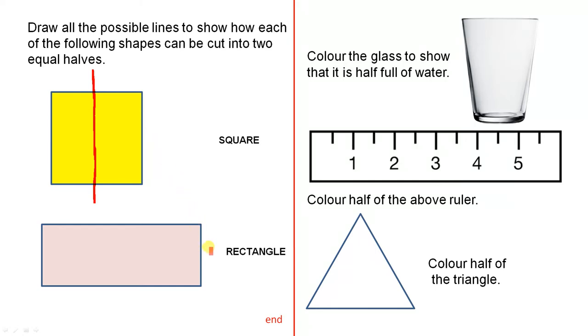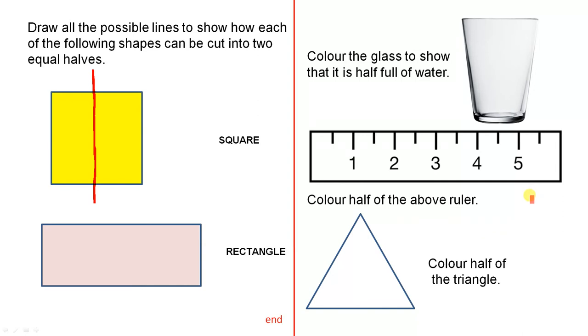Now the same for the rectangle. I'll give you a hint here. There are two lines here. So you have to find the two lines that cut the rectangle into two equal halves. Colour the glass to show that it is half full of water. Explain to the students what they have to do here, and if they do a reasonable job, that is fine.